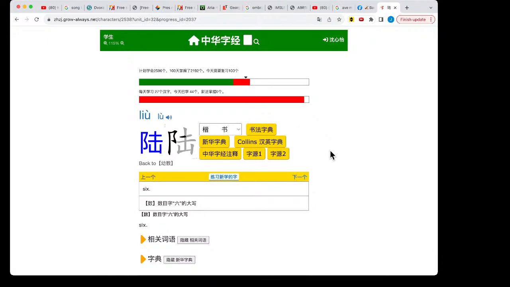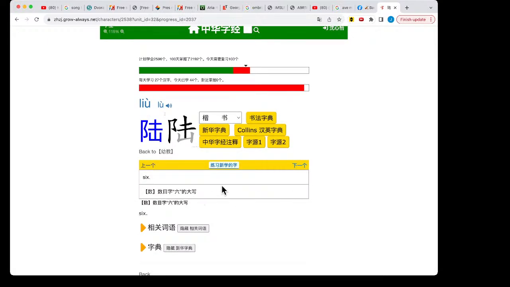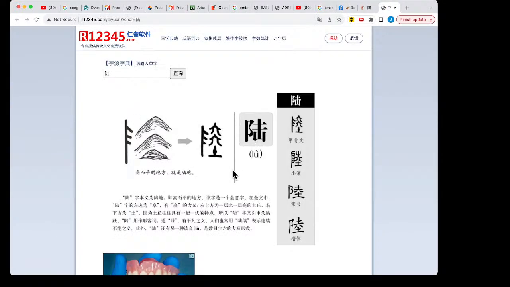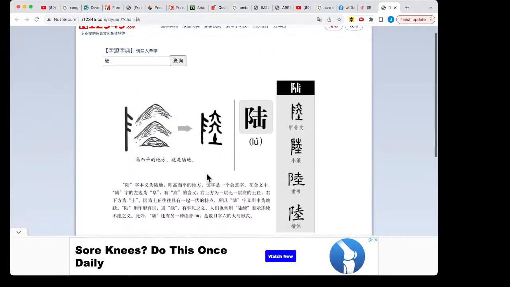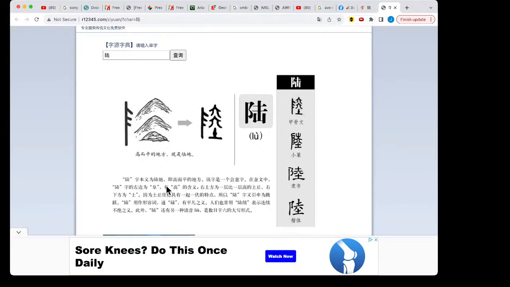六. Now this one I think we already learned before, because it has another pronunciation as 路, which means land. So when you mean 6, you need to pronounce it as 六. And let's take a look at this character. This original character means land.